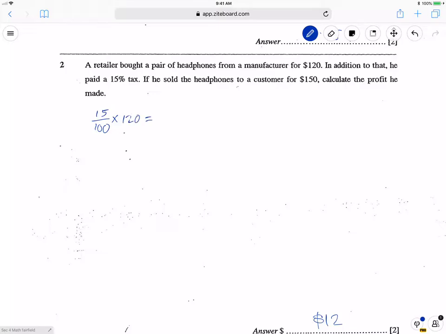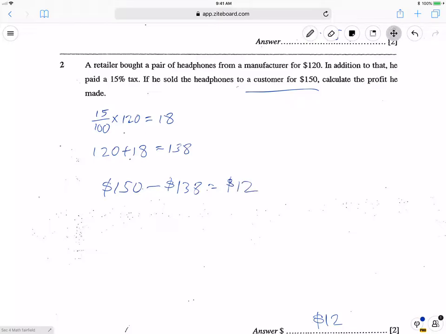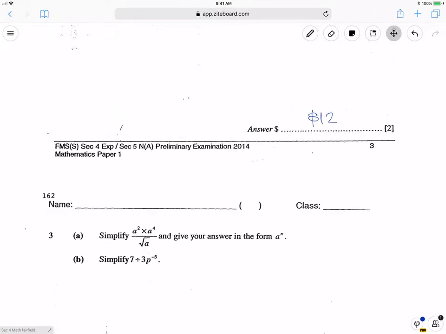$120, what do you get? 15 over 100 times 120 is $18. So it actually cost him 120 plus 18, which is $138. Now he sold it to a customer for $150. So how much profit? Usually it's a small error. So you take 150, take away 138, it's $12. Or maybe you copied it wrongly, okay. Next one.